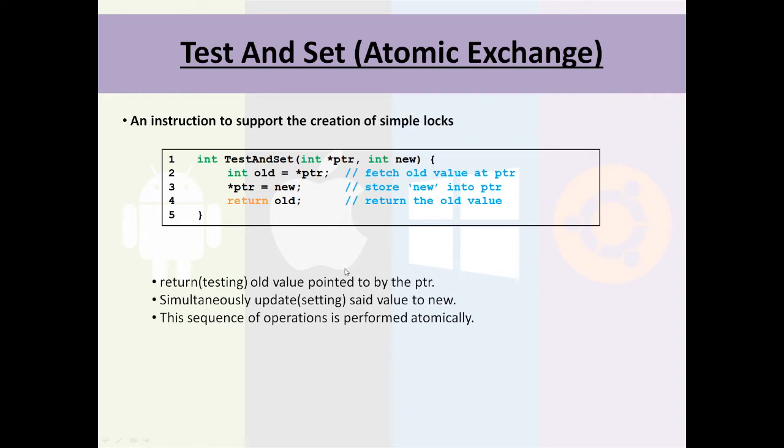The way it works is that the calling process obtains the lock if the old value was 0. Otherwise, it spins while it's waiting to acquire the lock. And no other process may begin another test and set until the first process's test and set is finished, because this is an atomic instruction.